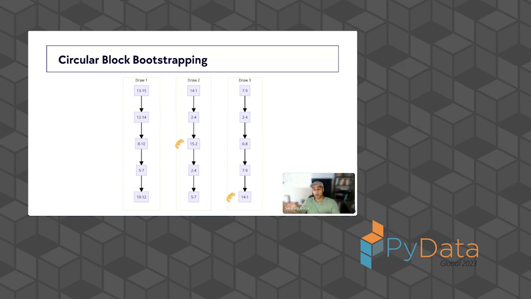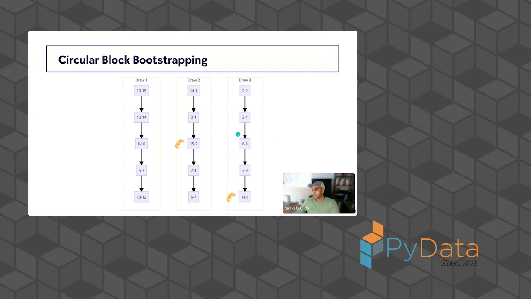So here, via arrows, I've tried to point out those specific blocks. So 15 to 2 in draw 2, you start at index 15 and then you loop all the way around to 1 and 2, while keeping the block size of 3 constant. Same thing in draw 3. We start at 14, we go to 15, and then we go to 1. The second we reach the block size of 3, we stop.